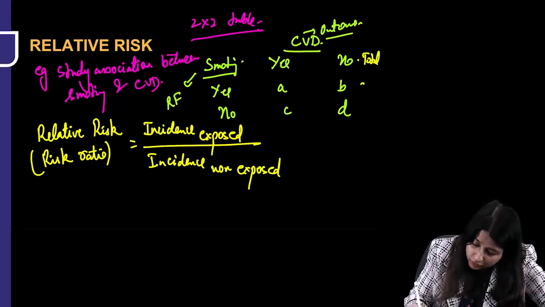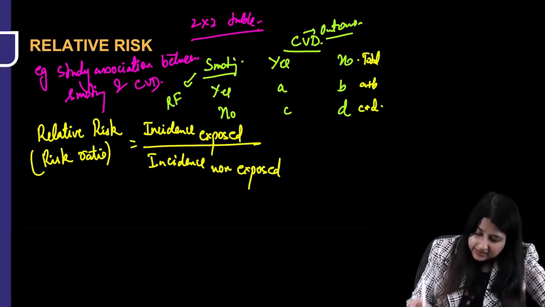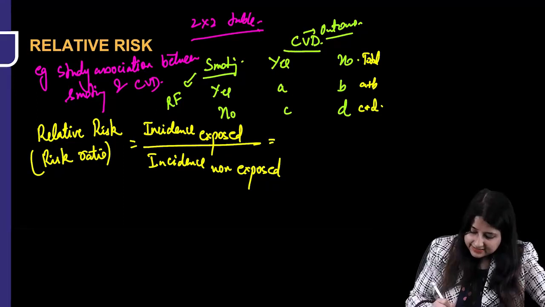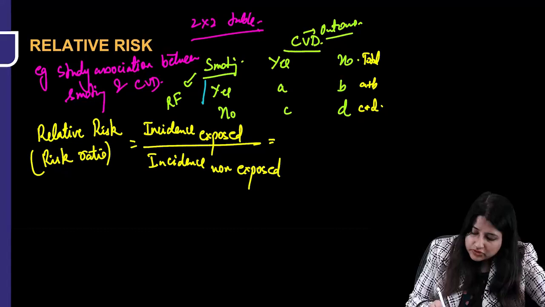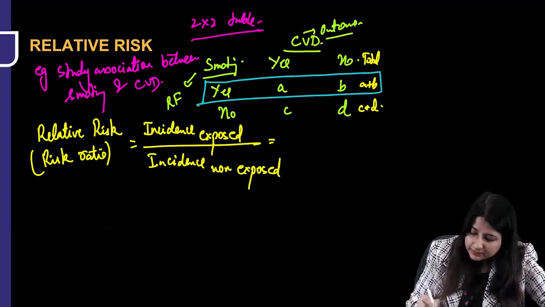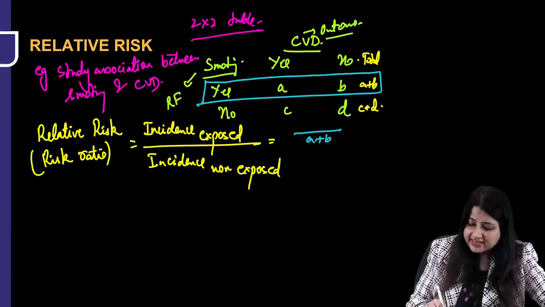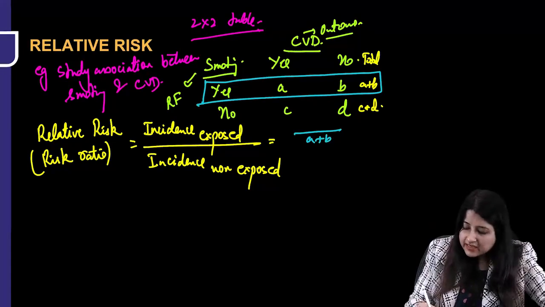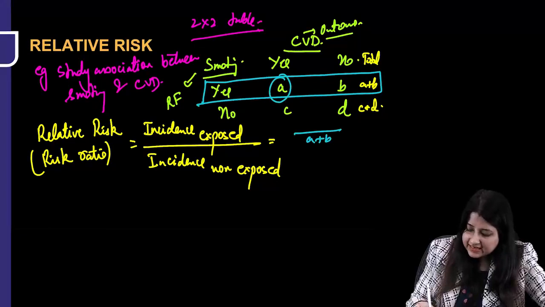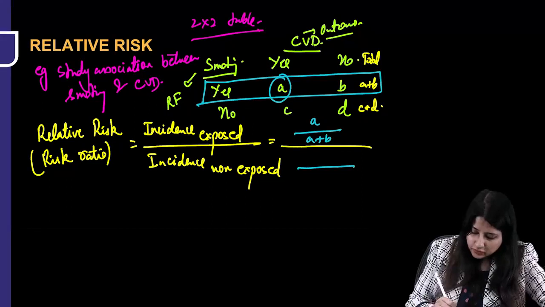Now here you have the totals: A plus B, C plus D. Can you tell me what is incidence among exposed? You can see over here how many are exposed, how many are smoking: A plus B. Don't memorize, just understand how many are smoking. Yes, A plus B. Out of them, how many have CVD? Yes, A. And what is incidence among non-exposed? Now again see how many are non-exposed. Okay, let's use this color.